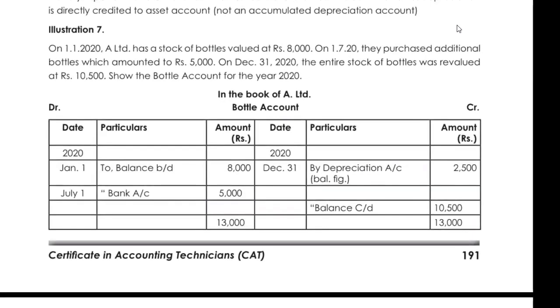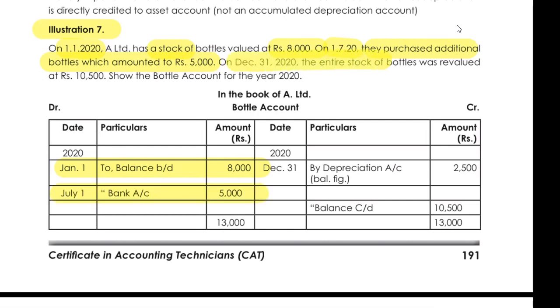So we have illustration 7 on page 191 of your notes. Illustration 7 says that on 1st of January 2020, there was a stock of bottles of 8,000. So the opening balance is given, the balance brought down in your bottle account is 8,000. On 1st of July, they purchased additional bottles amounting to 5,000. 1st of July, bank account 5,000, the additional bottles which are purchased.